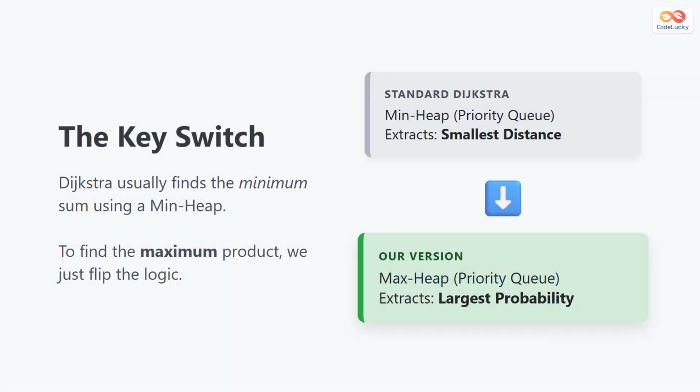To make Dijkstra's algorithm work for this problem, we need to make one small but important change. Standard Dijkstra uses a min-heap to process the smallest distances first. For our problem, we will use a max heap so we can always process the path with the highest probability first.